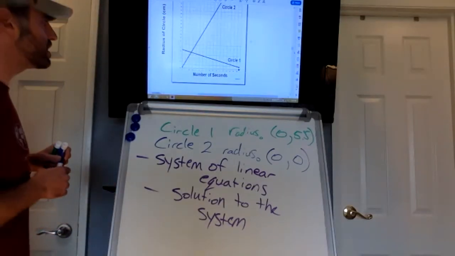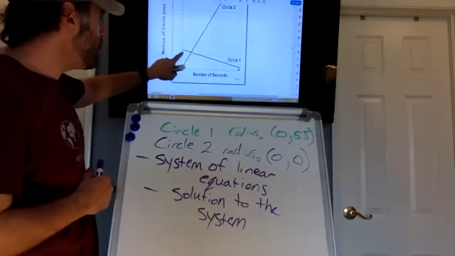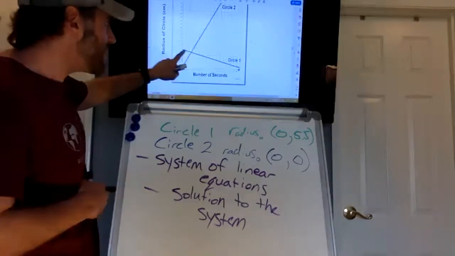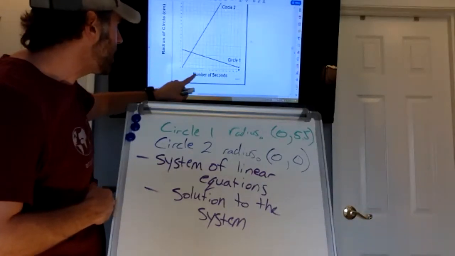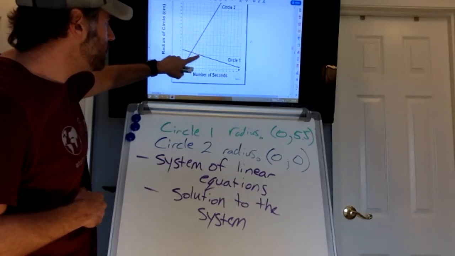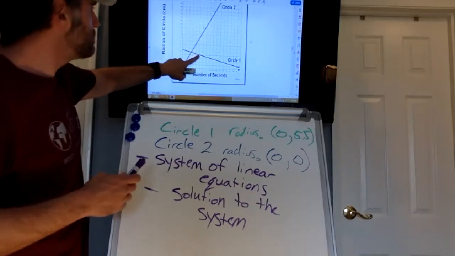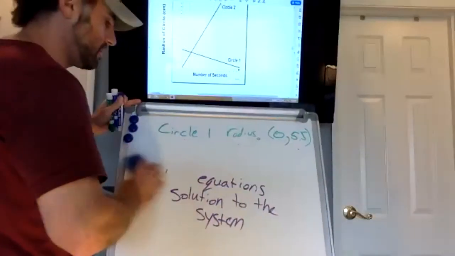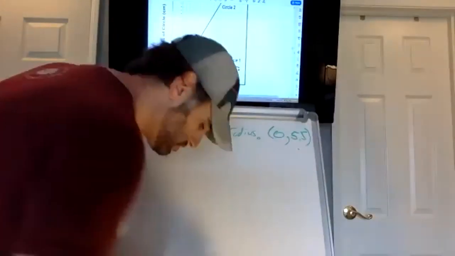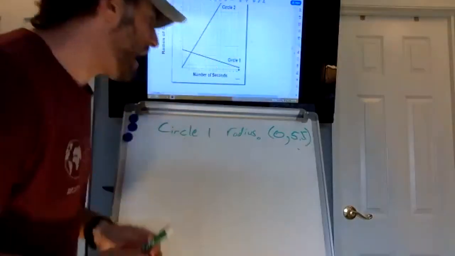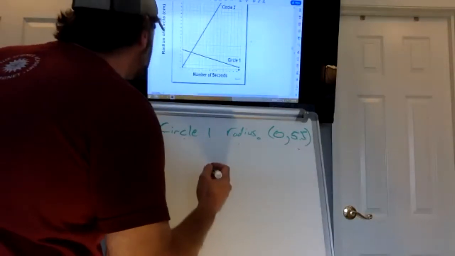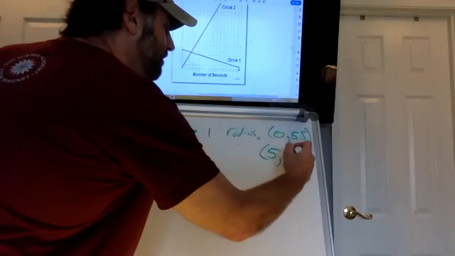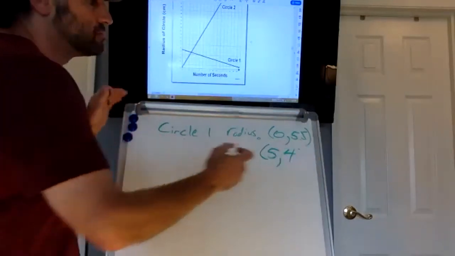So how would we know what this is? It started at (0, 5.5), and then let me go to any other point where I know where it is. How about this point? This point is at (5, 4). So I'm talking about circle number 1. So here's what I'm going to do. I'm going to get rid of this. Circle number 1, after 5 seconds, is at a 4 centimeter radius.